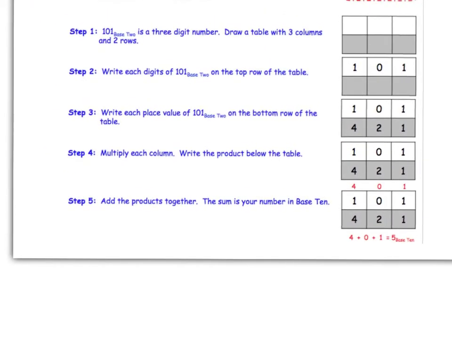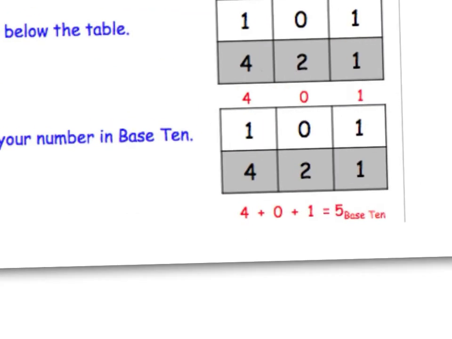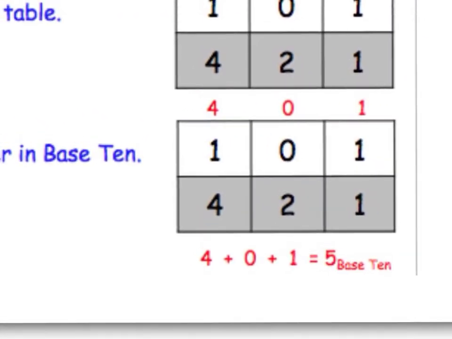Step number 5 says, add the products together. The sum is your number in base 10. Let's go ahead and see. We had our 4, our 0, and our 1. Let's zoom in. We have a sum of 5. So this number of 101 really means 5 in base 10.